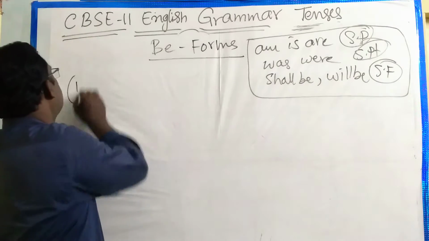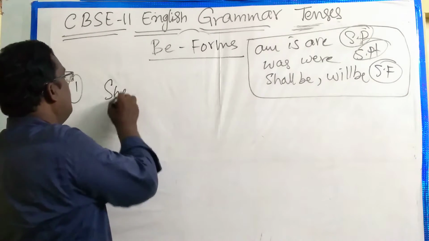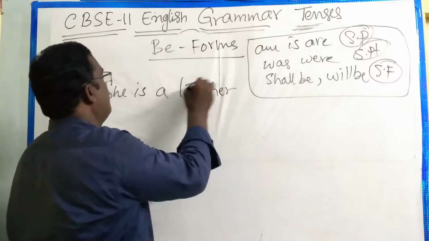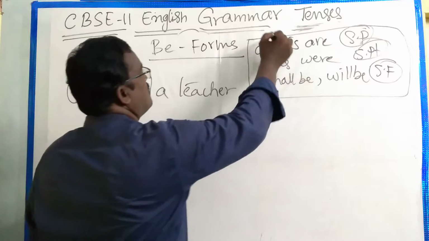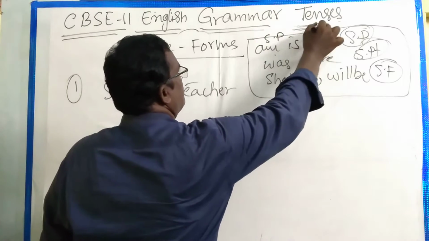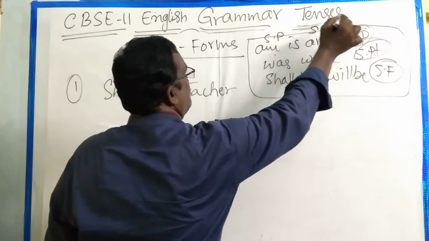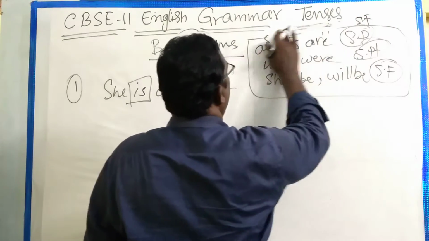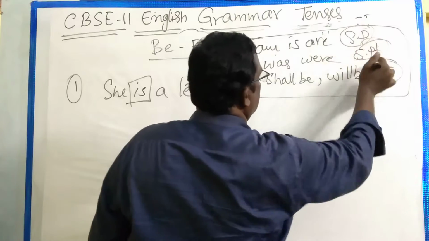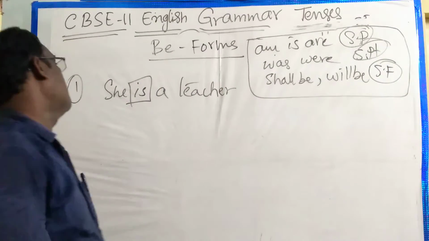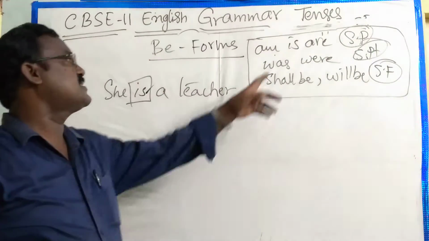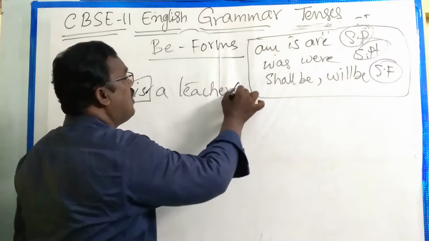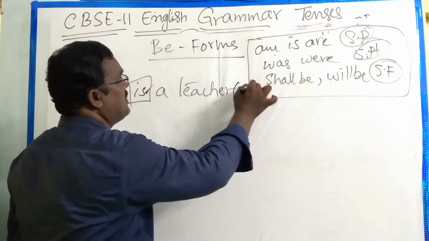For example, she is a teacher. So is is simple present, was and were are simple past, and this one is simple future. Already I wrote here: simple present, simple past, simple future. Now by seeing this we have to understand simple present with the be form. Now this is the positive simple present tense.